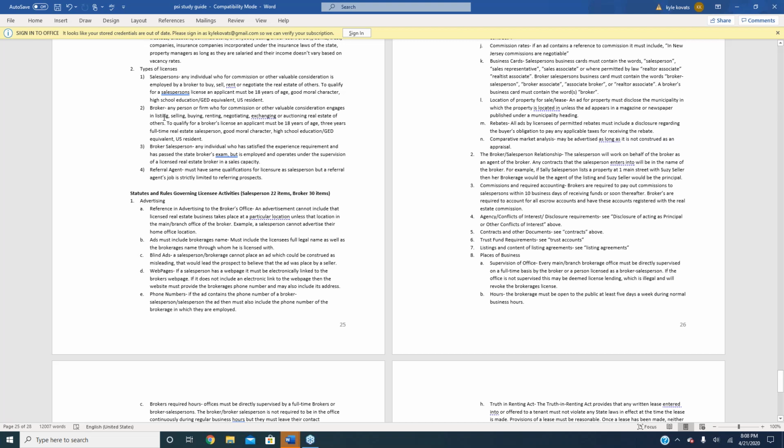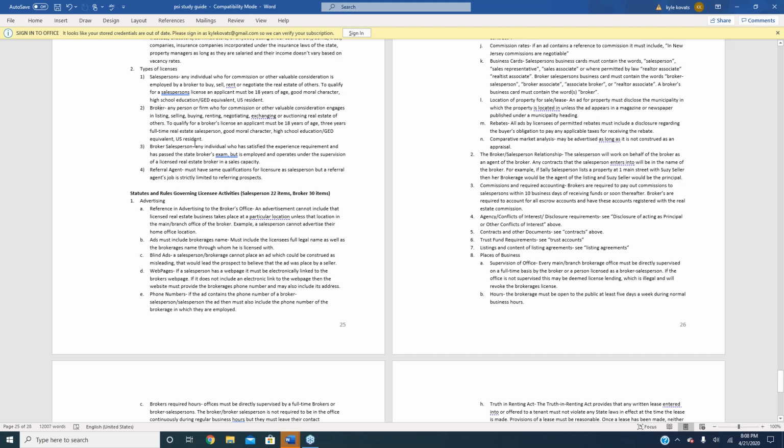As a broker, if you call yourself a broker, that means you're the broker of record for a licensed real estate firm. Also for the broker, you can only be the broker of record for one office and one office only. Like, you could own 10 offices, but you can only be the broker of record at one of them.